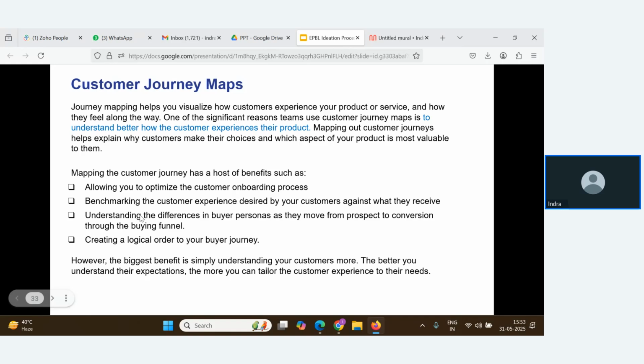There are many things to map out in the customer journey map. It will help you improve how you welcome and guide your new customers, and compare what kind of experience customers expect and what they're actually getting. You can see how different types of customers behave and what their interest level is. You can create a step-by-step process which will make your buying experience smoother.